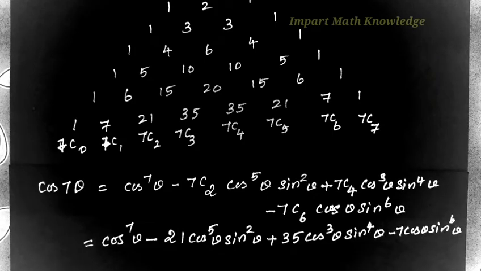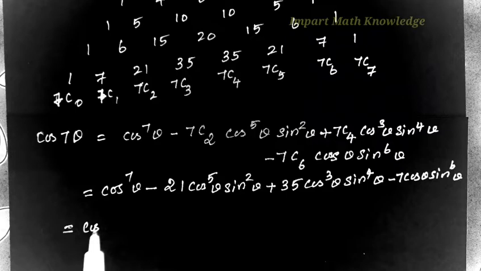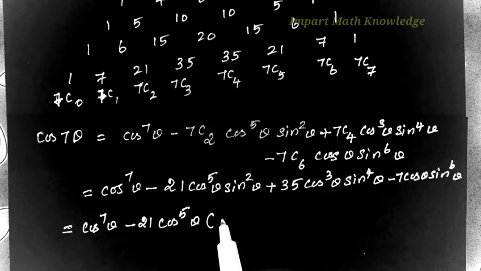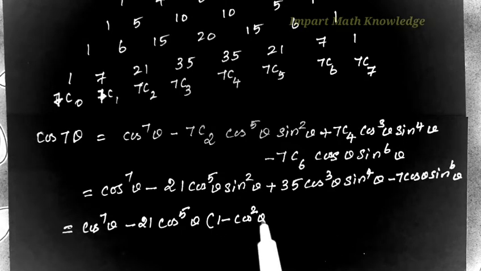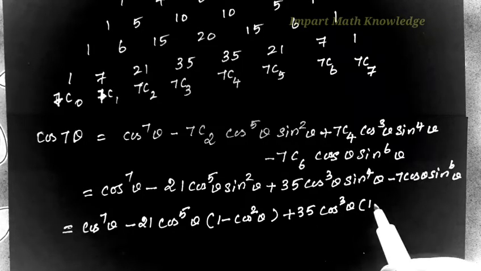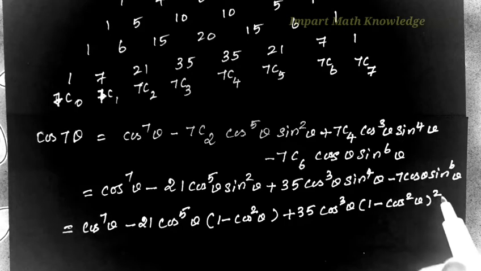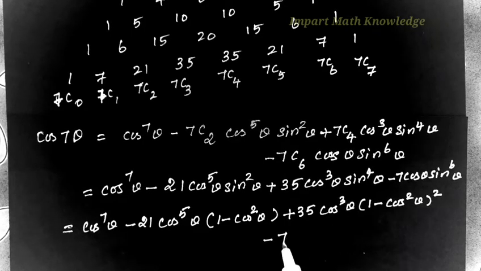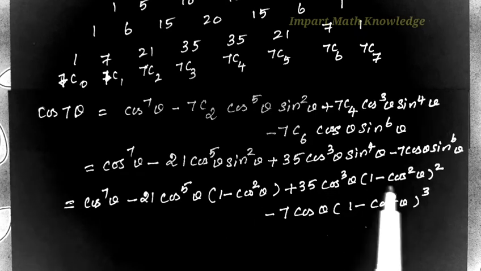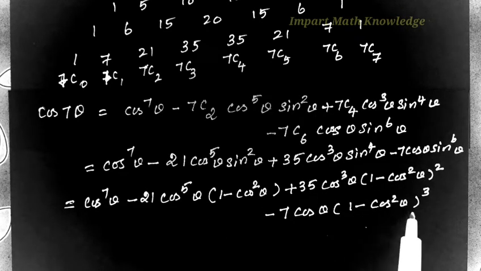In RHS, all the values are in terms of cos theta. So, you replace sin square theta as 1 minus cos square theta in all the places. Cos power 7 theta minus 21 cos power 5 theta. Sin square can be written as 1 minus cos square theta plus 35 cos cube theta. Sin power 4 theta is 1 minus cos square theta whole square minus 7 cos theta 1 minus cos square theta whole cube.